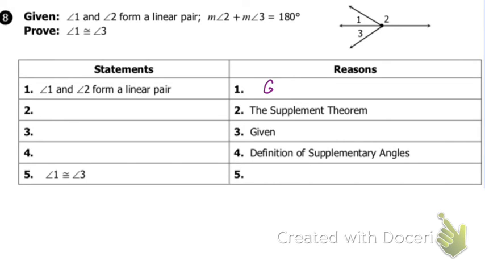Angle 1 and angle 2 form a linear pair. That is given to us. Now in number 3, do we see another given? So what do we think probably goes there, guys? The measure of angle 2 plus the measure of angle 3 equals 180 degrees. Now in step 2, we went from given to the supplement theorem. What does the supplement theorem say? If two things form a linear pair, then they're supplementary. So angle 1 and angle 2 are supplementary.